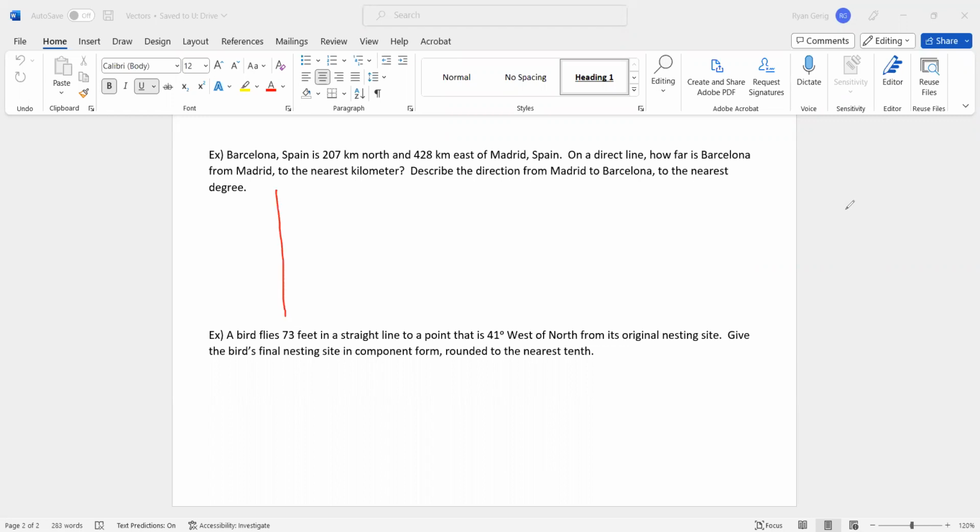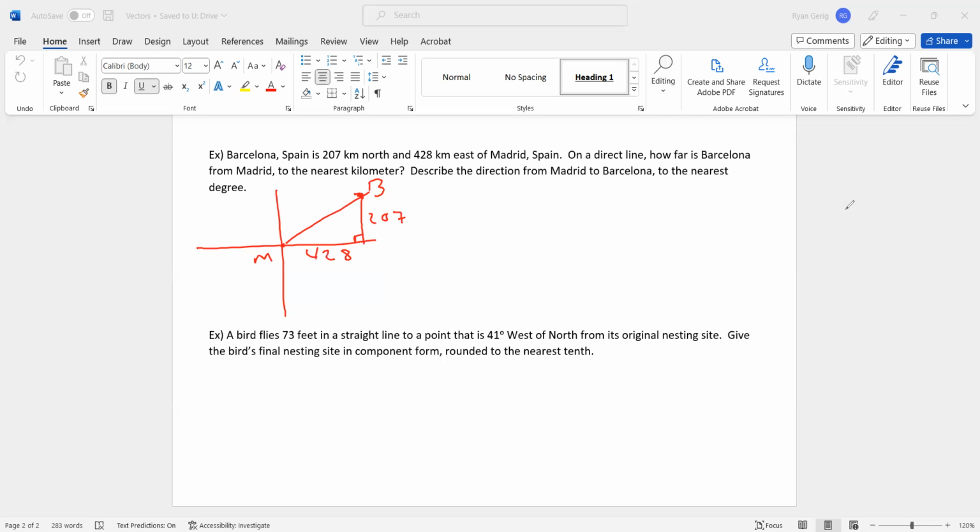All right, so I'm just going to sketch it. So I'm going to put Madrid in the middle. Barcelona, Spain is 207 kilometers north, so that's up, and 428 kilometers east, somewhere over here. So basically what I've just given you is the components. By the way, that's Barcelona. 207, and this is 428. How far are they apart?